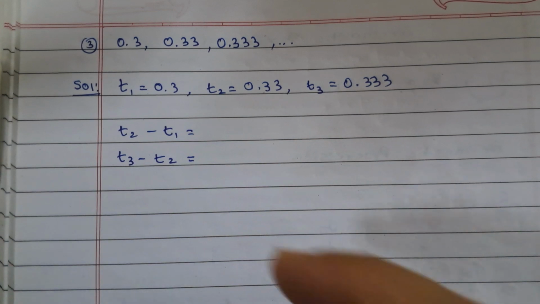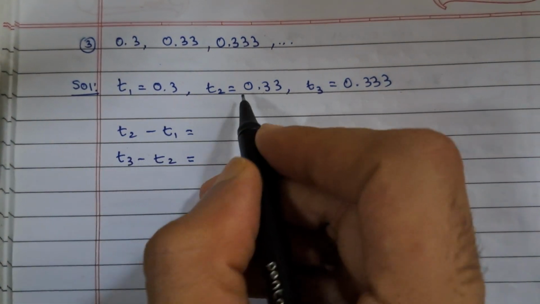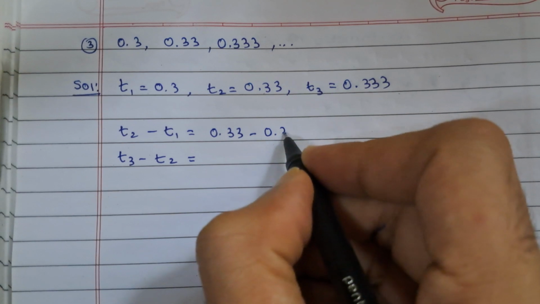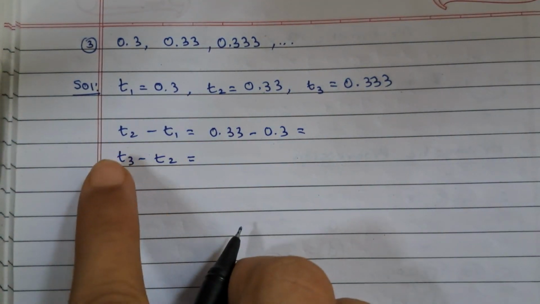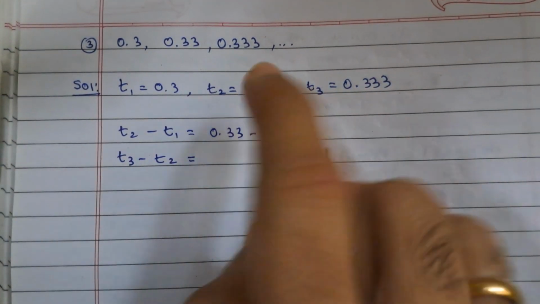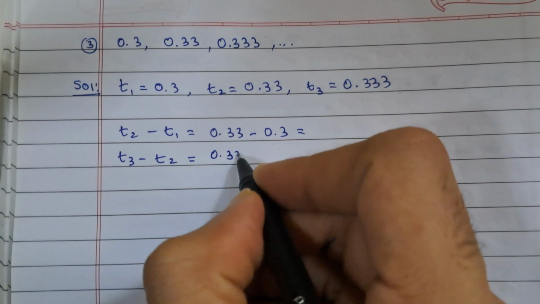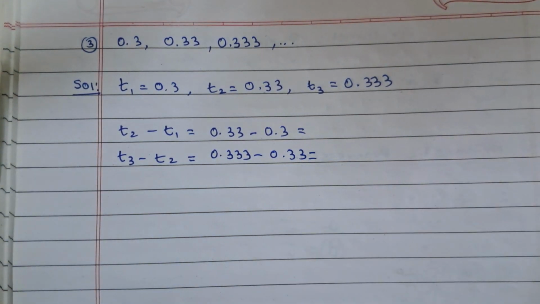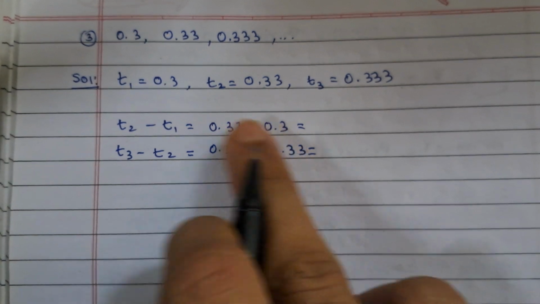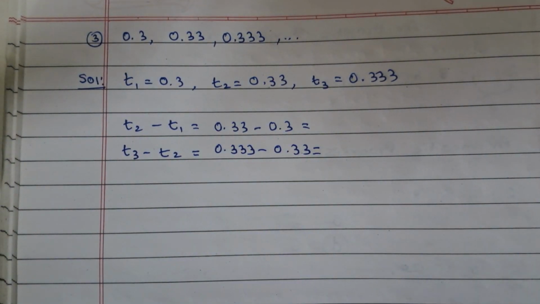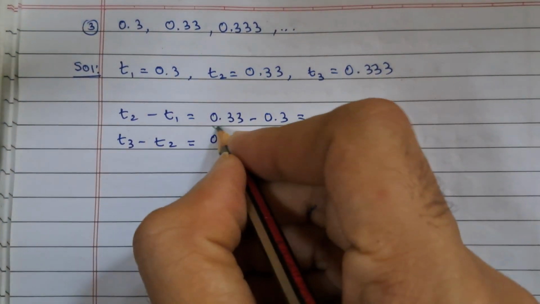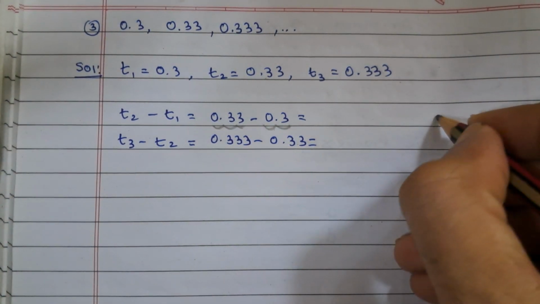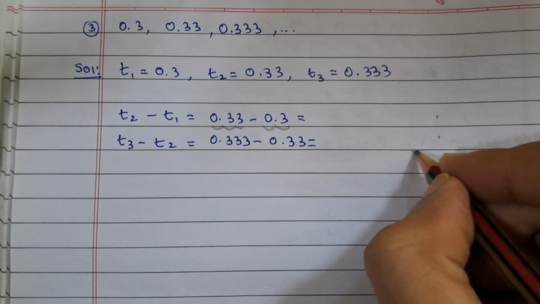Now let's see what is the answer for this. What is T2 minus T1? That means 0.33 minus 0.3. And what is T3 minus T2? That means 0.333 minus 0.33. So now let's understand how to subtract decimal numbers in the first place. Whenever you have 2 decimal numbers and you have to subtract them, make sure that you are doing it like this.